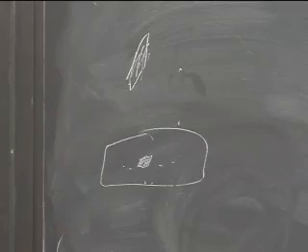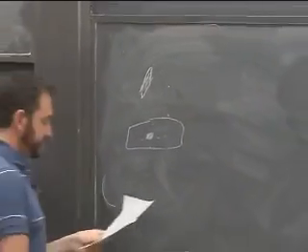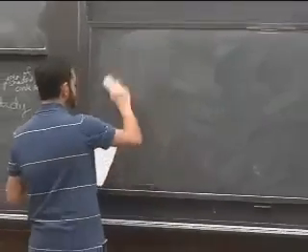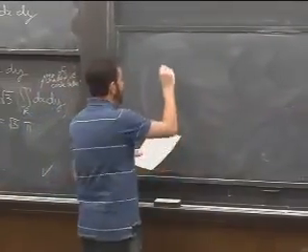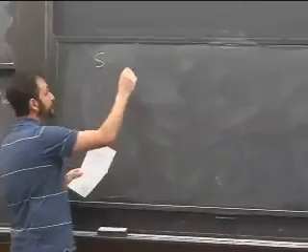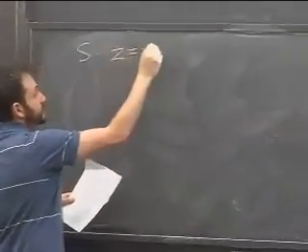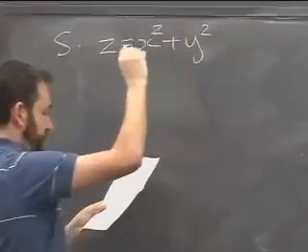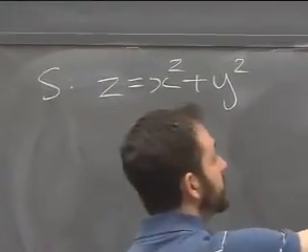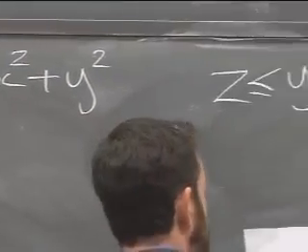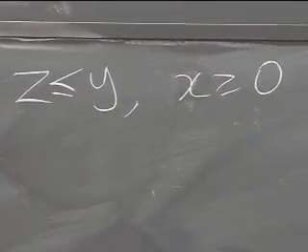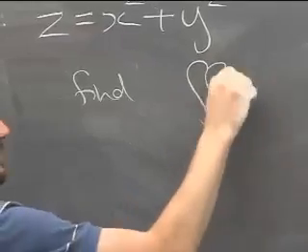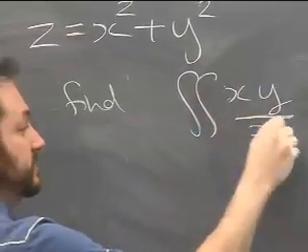Pretty nifty stuff. Okay, here's another example of a surface area, except that it's not a surface area, it's a surface integral. So here goes. And this is going to have to be it. It says S is the part of the surface z equals x squared plus y squared, with z less than or equal to y, and x greater than or equal to 0. And then it says find the integral of xy over z d sigma.